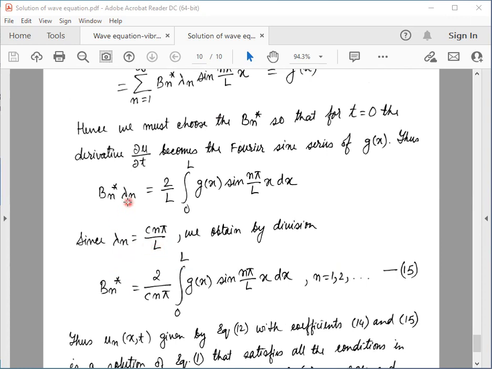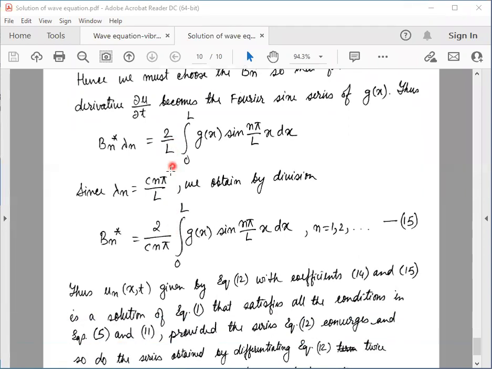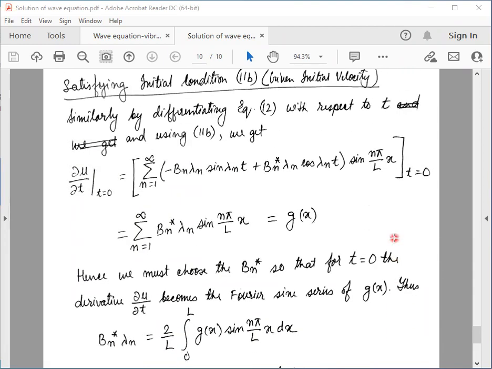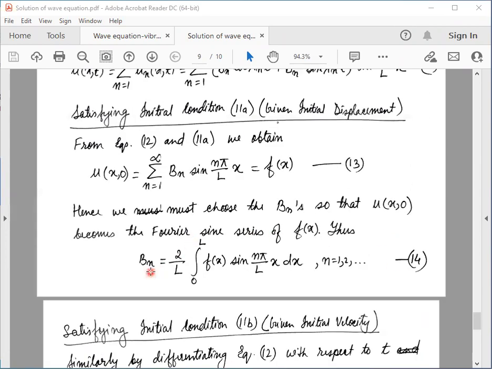So we substitute lambda n equal to c n pi by L and then take lambda to the right. So lambda will divide the right hand side. When we divide the right hand side by lambda, this L and this L will cancel out and we'll get Bn star equal to 2 by c n pi integration from 0 to L g(x) sine n pi by L x dx. So the expression for Bn star is given by equation number 15.